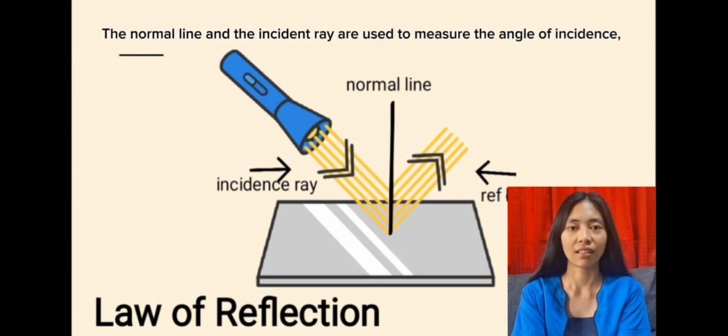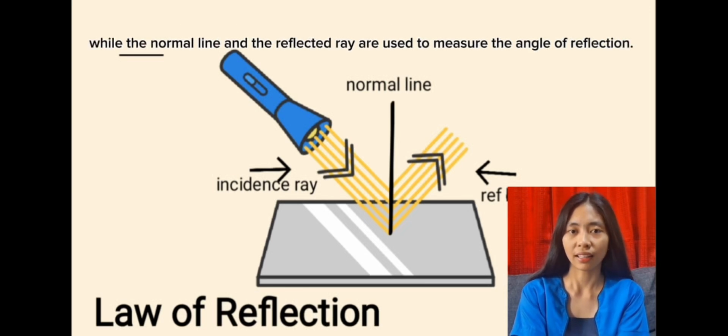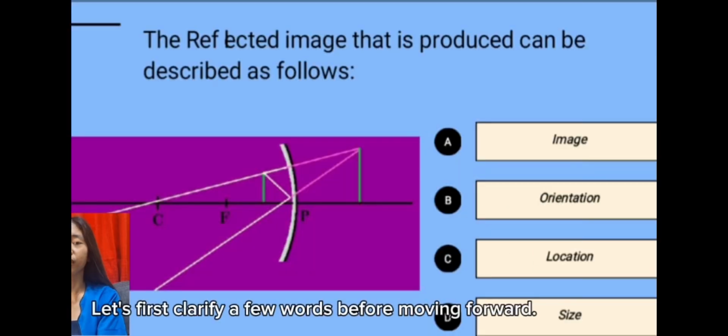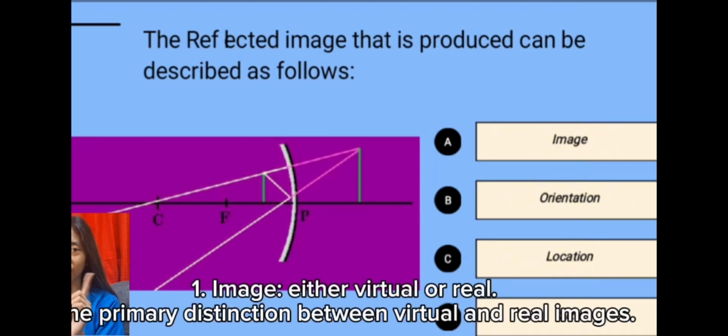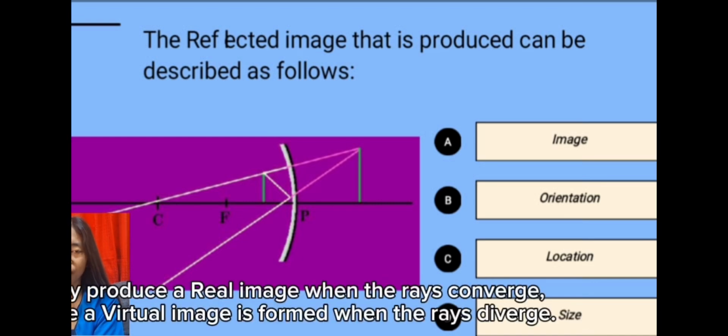The normal line and the incident ray are used to measure the angle of incidence, while the normal line and the reflected ray are used to measure the angle of reflection. Let's first clarify a few words before moving forward. So the reflected image that is produced can be described as follows. First, the images, either virtual or real. So the primary distinction between virtual and real images: they produce a real image when the rays converge, while a virtual image is formed when the rays diverge.